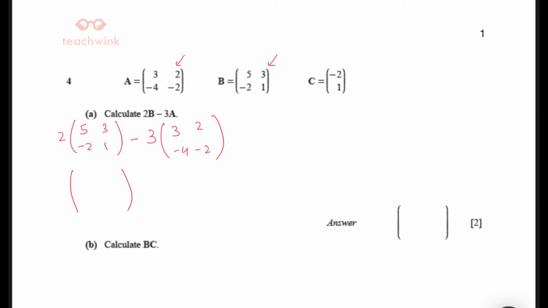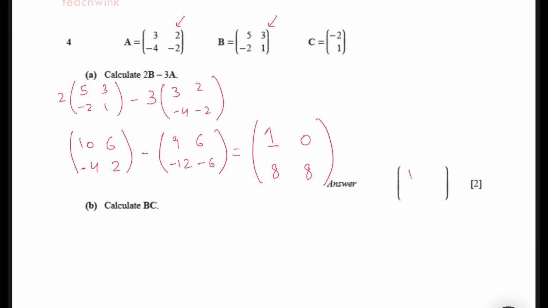So when we multiply, the first matrix becomes 10, 6, minus 4 and 2 minus 9, 6, negative 12 and negative 6. Okay, let's see what we get when you subtract them. So 10 minus 9 gives us 1. 6 minus 6 gives us 0. Minus 4 plus 12 gives us positive 8. And minus 2 minus 6 gives us positive 8 as well. So our matrix is 1, 0, 8, 8.